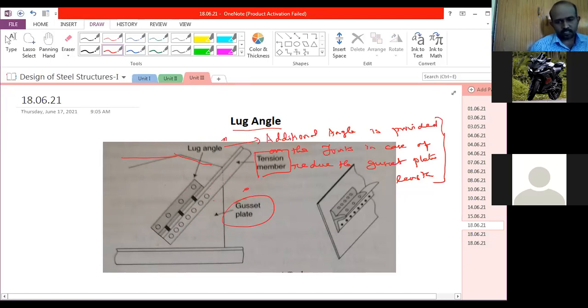In that case we provide the leg angle for the additional bolts. In order to accommodate the additional bolts, the angle is provided along the joints. That angle is called a leg angle. A better example is here, this side also.